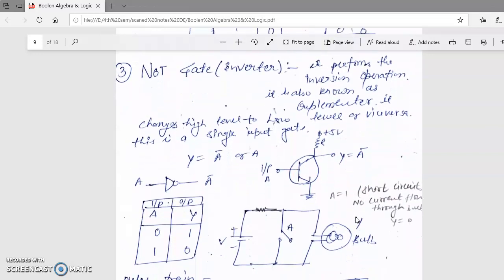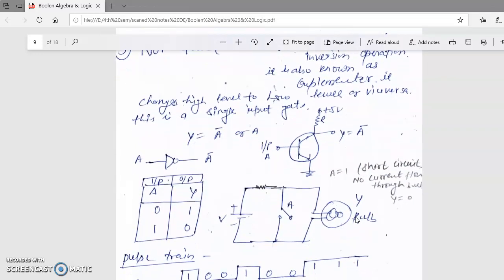If we apply 0, we get 1, or high logic. If we apply the high level 1, we get the 0 level. This is the truth table. A and Y output, single input. Okay, 0 and 1, because it is a single input.